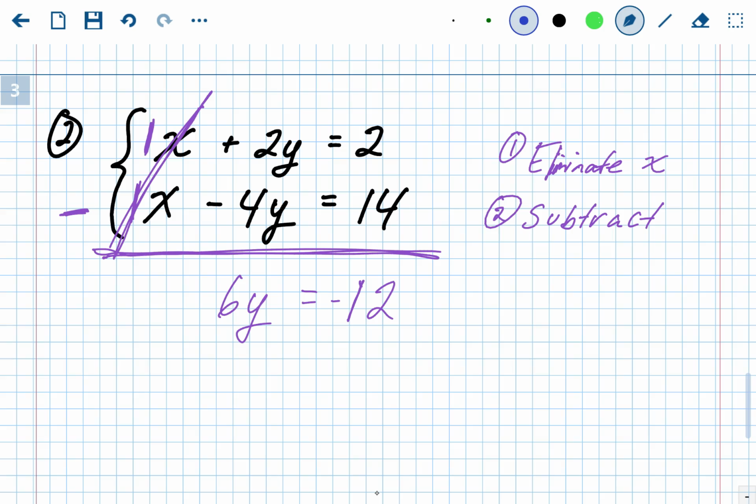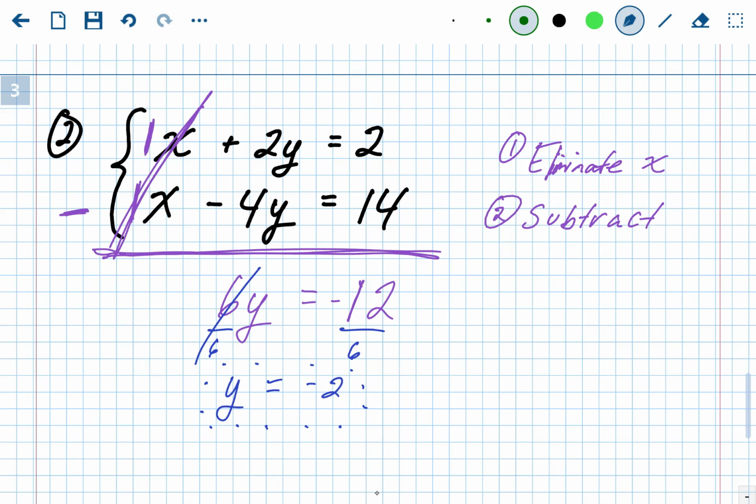Alright, we're left with an equation with one variable, 6y equals negative 12. Solve for y. 6 times y equals negative 12. Divide both sides by 6, and we're left with y equals negative 2. Okay. So we haven't done much work yet, but we already know half the answer. We know one of the variables. So we know y, we still have to find x.